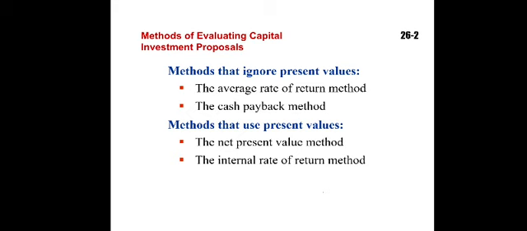So these two methods are the methods that ignore present value. Okay, the next two methods are the net present value method and the internal rate of return method. These two methods are methods that use present value. When you use present value, you have to refer to the present value table, or you can use the scientific calculator to calculate the present value of money, the future value of money, etc. So let's see the first method, average rate of return method.